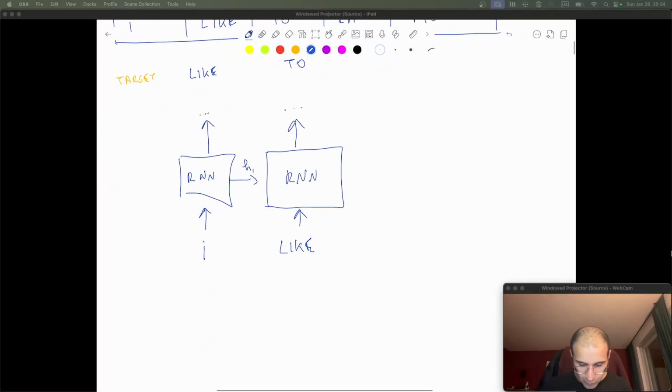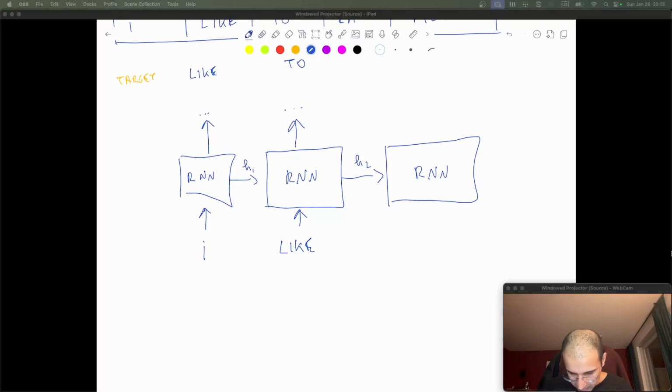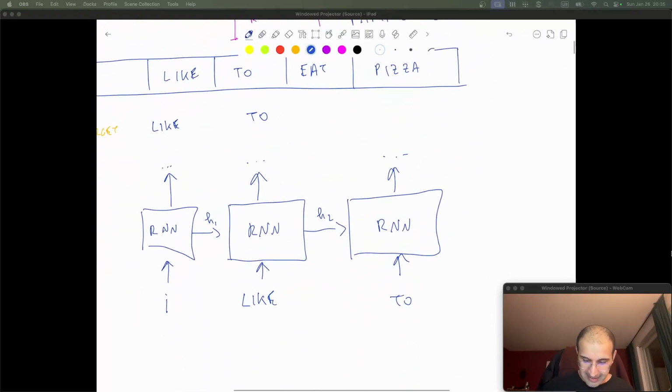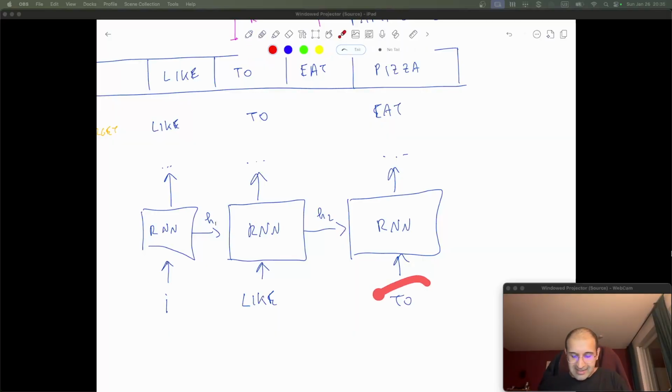Now we can do it also for the third token, with hidden state 2. This is another recurrent neural network step, and we feed it the token to, which will produce some output. We don't know what it is, but we force it to learn to predict the word eat. How can the model learn to predict it? Because it can see that the input is to, but it can also see the history of the input so far, through the hidden state H2.